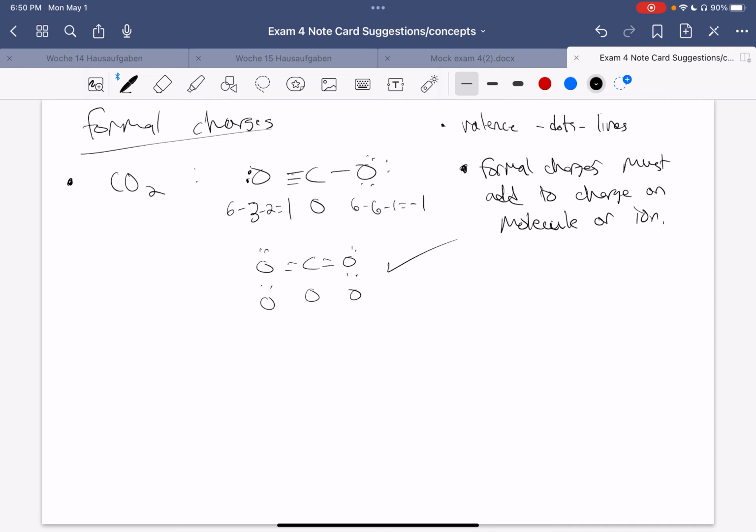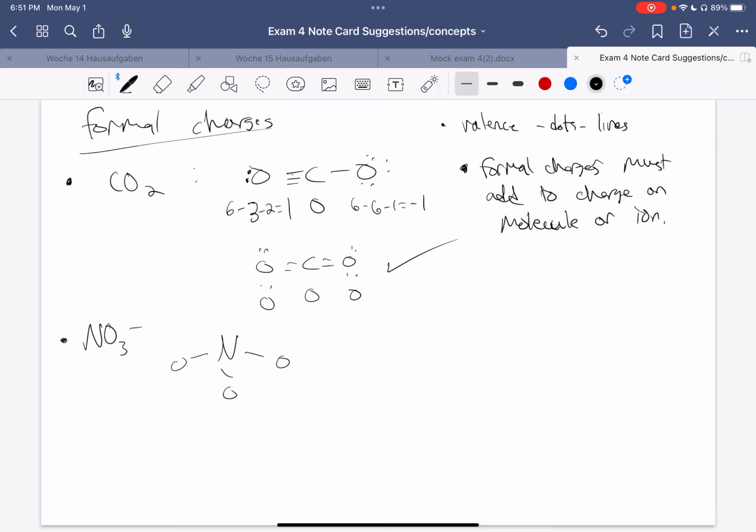And if we do have something like NO3, let's say nitrate, let's see how many valence electrons we have. 18 from the oxygens, and then 5 plus 1 because of the charge. So we have 24 total valence electrons. 18 plus 5 is 23, plus 1 is 24. Okay, yeah, we have that.